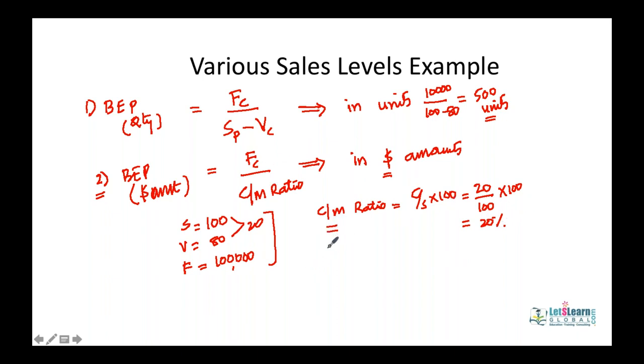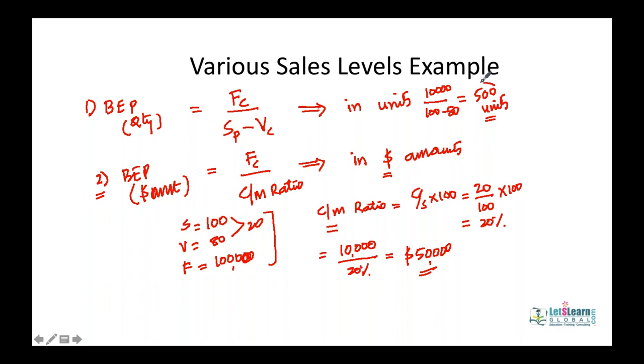Let us apply this in the formula. That is fixed cost, 10,000, divided by 20%. You should use the percentage symbol in your calculator, please. So $10,000 divided by 20%. You should press the percentage symbol, or you can write 0.2 in the denominator. So 10,000 divided by 20% will give you, in dollar amounts, 50,000. So if your sales are $50,000, there will be no profit and no loss.